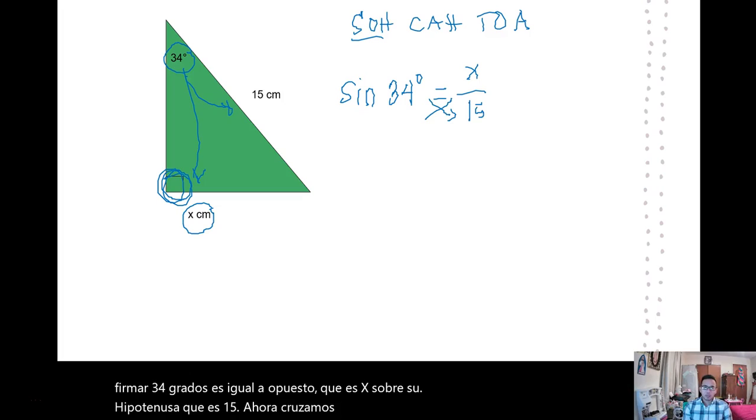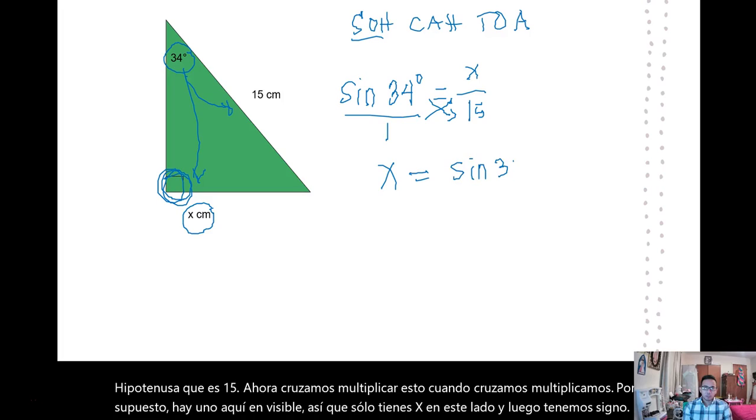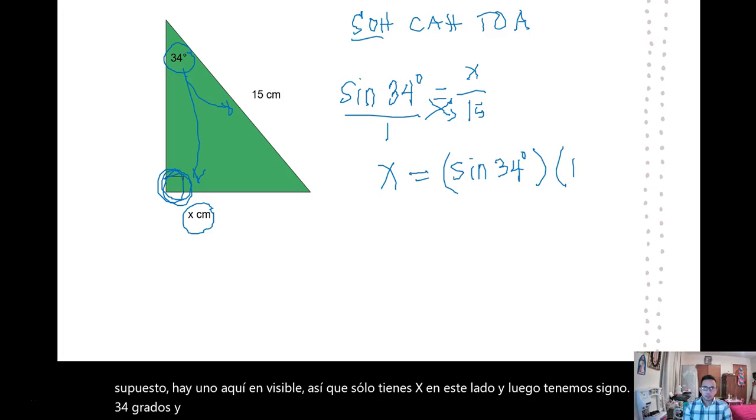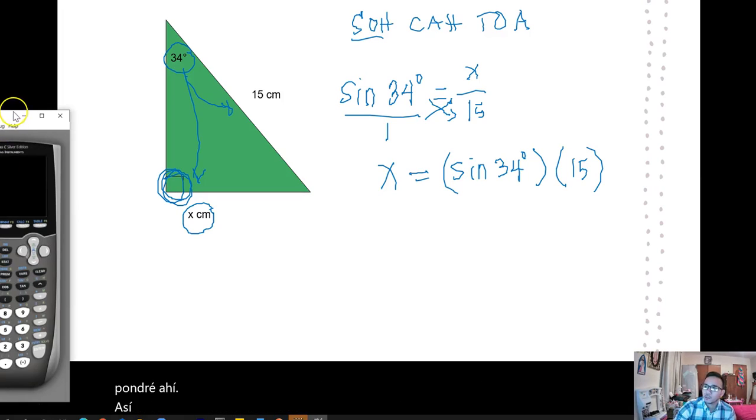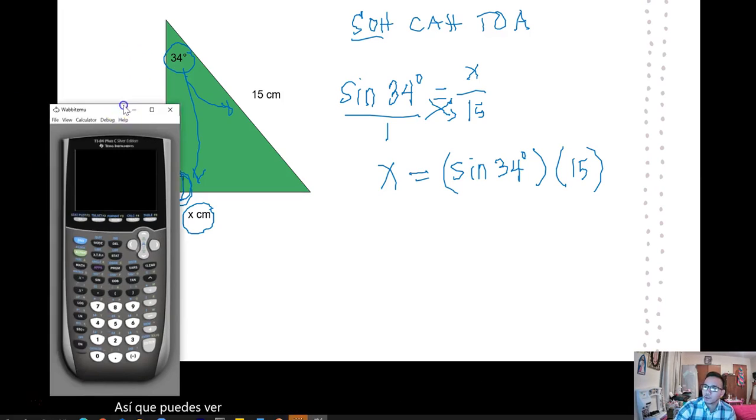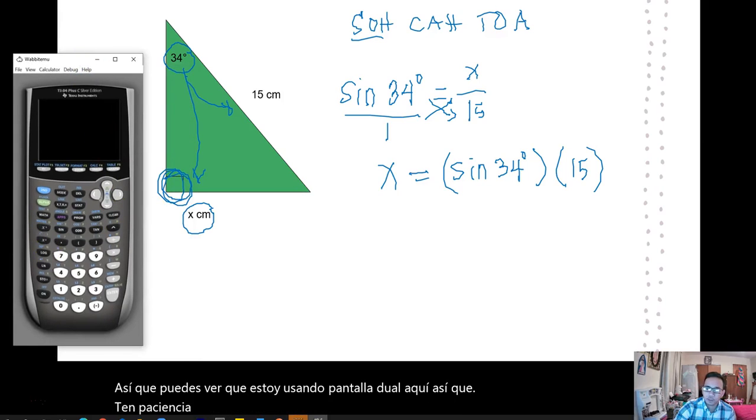Now we cross multiply this. When we cross multiply, of course, there's an invisible 1 here, so you only have x on this side, and then we have sine 34 degrees multiplied by 15. I'm going to pull out my calculator here, and I'll put it there so you can see. I'm using dual screen here, so bear with me, guys. All right, so I'll turn this on.